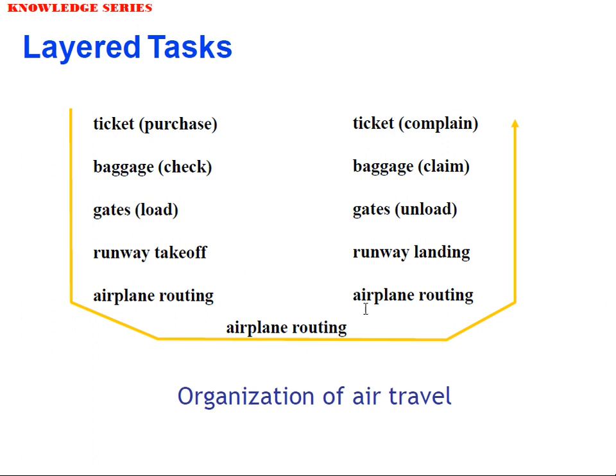That is another thing we can see in the layer task. Every layer has its own functionalities. That is another thing you can see. And there is transparency. Say ticket purchase has its own activities, runway takeoff has its own, baggage checking has its own activities. So there is a transparency of these activities.